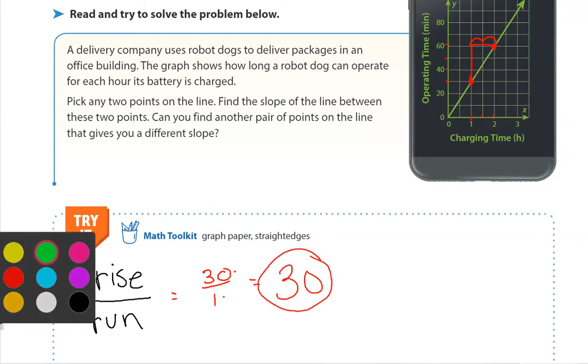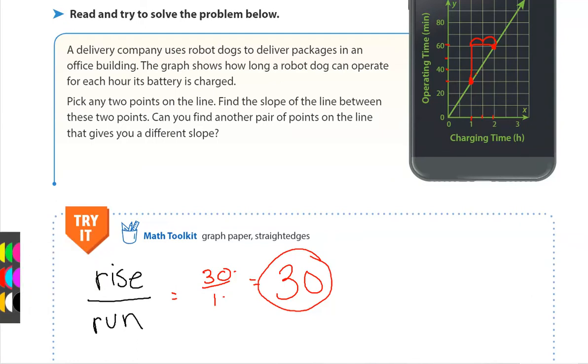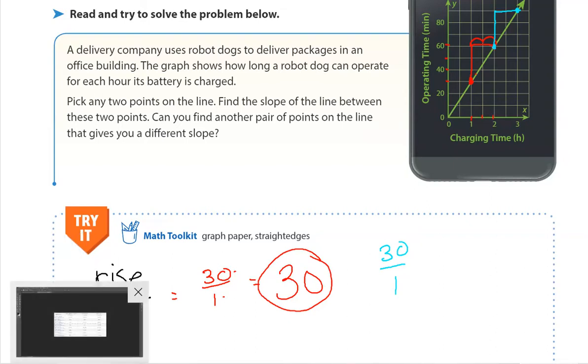Okay, now it said to try another set, so let's see, we've got one right here. There's another place where it crosses. And then we can either do the lower one or the one in the middle. Let's do the middle one because it's closer. It'll give us smaller numbers. It's easier math. Okay, so rise is going to be 10, 20, 30. Well, look, that's 30 over 1. Still there.